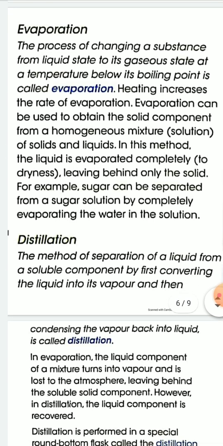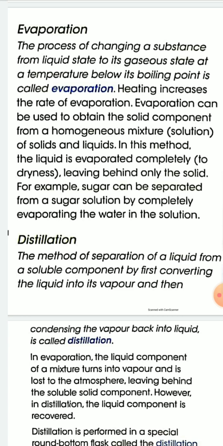So, what is evaporation? The process of changing a substance from liquid state to its gaseous state at a temperature below its boiling point is called evaporation. You have already studied that on heating, the rate of evaporation increases, and evaporation can be used to obtain the solid component from a homogeneous mixture or solution of solid and liquid.